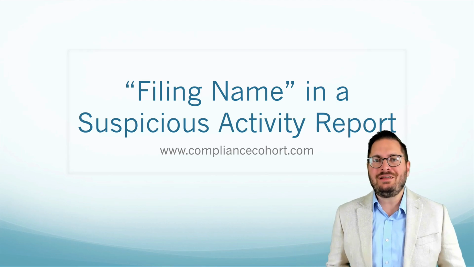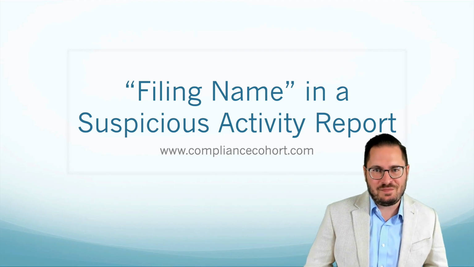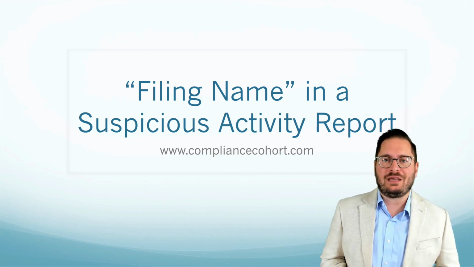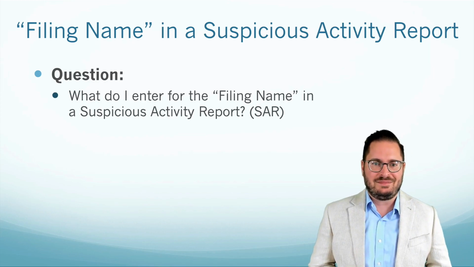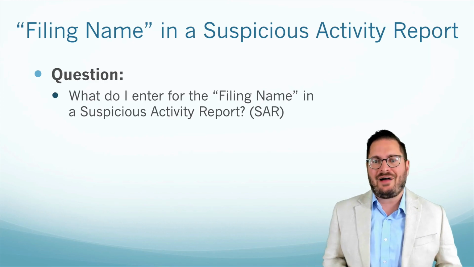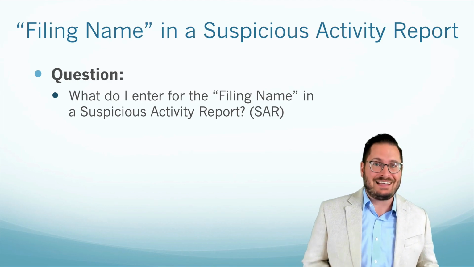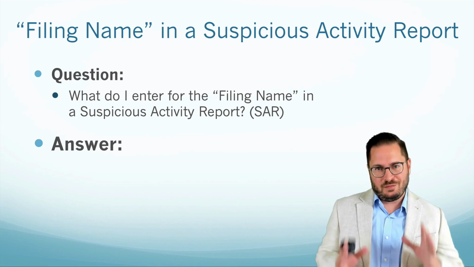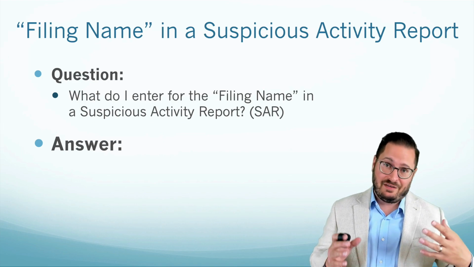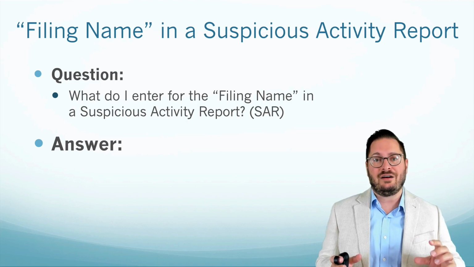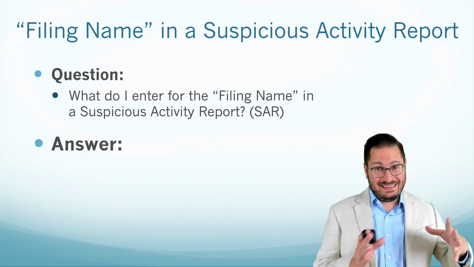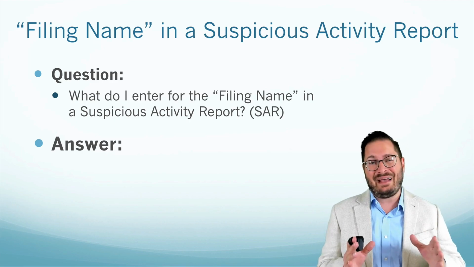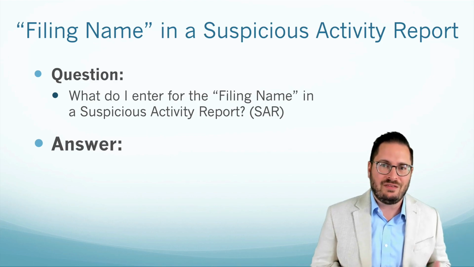This compliance clip is going to talk about the filing name in a suspicious activity report. So this is a BSA topic. So the question we can look at is this. The question says, what do I enter for the filing name in a suspicious activity report, otherwise known as a SAR? So the SAR is a suspicious activity report that must be filed by financial institutions, and one of the fields in there is the filing name. That's basically the name of the file, the way you name it so that it can be identified later, and this name actually pulls through on all your communication with FinCEN.